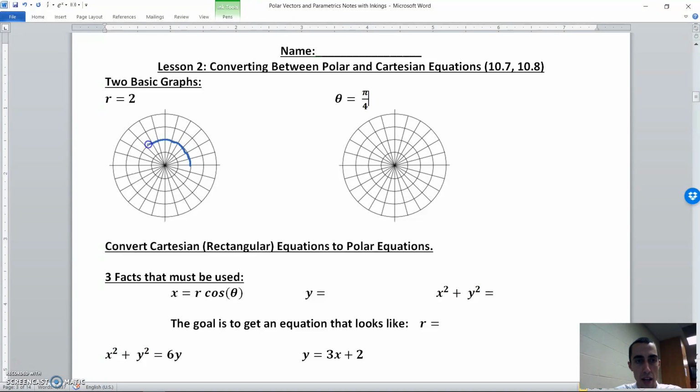In other words, the angle could be any angle. It's a little hard to trace. Pretty hard to trace with the little tablet that I'm using attached to the computer.